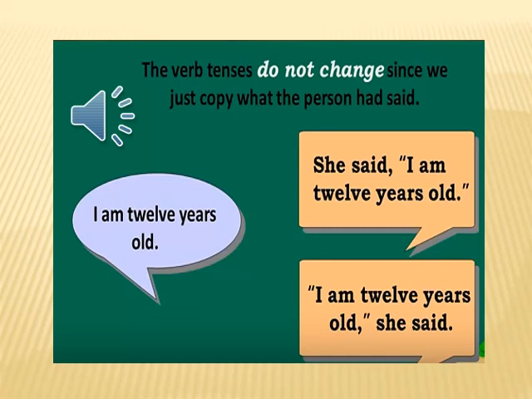The speaker could be a male or a female. It could be a boy or a girl. So over here our speaker was a girl, so we wrote, she said, "I am 12 years old." You can write it the other way also, in which you put the speaker at the end, like, "I am 12 years old," she said. So the speaker can come before or at the end of the sentence.